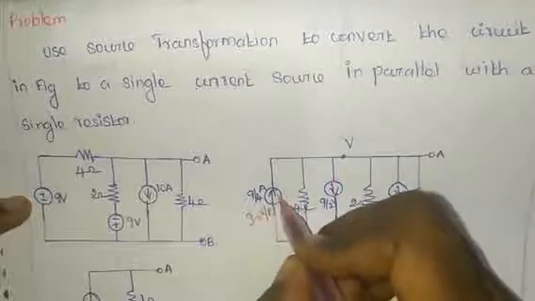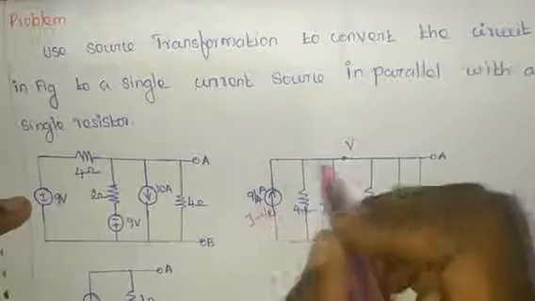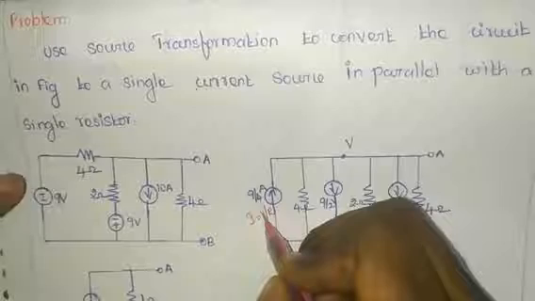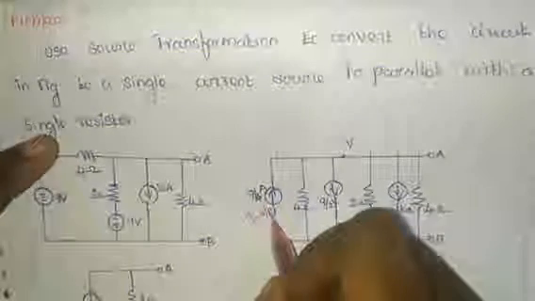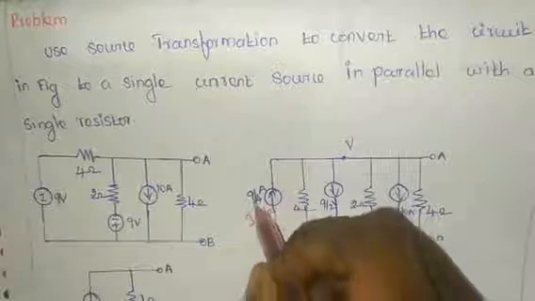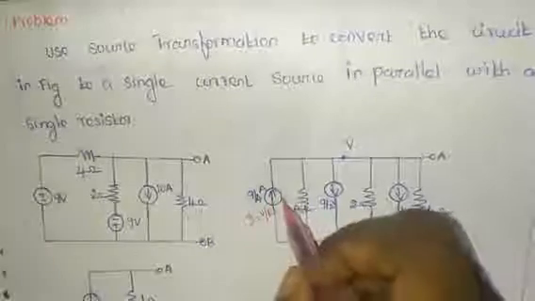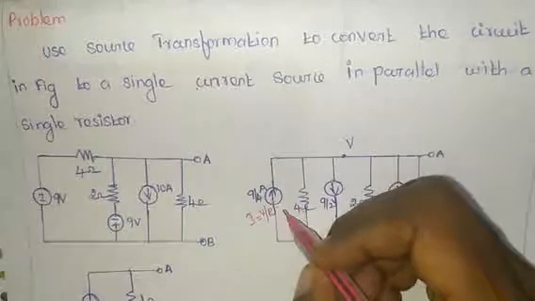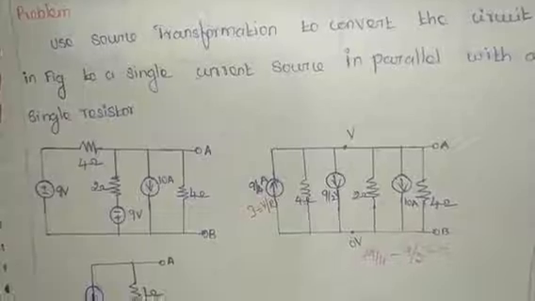So the current source value is I equal to V by R by Ohm's law. What is the V value here? 9 volt, and the R value is 4. So the current value I will be 9 by 4 ampere, and the direction of this current source is upwards.